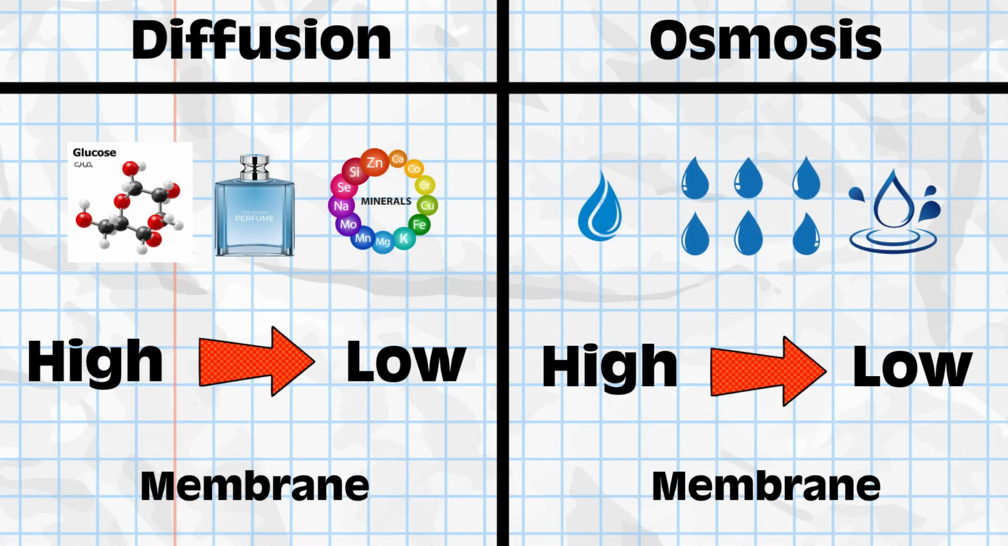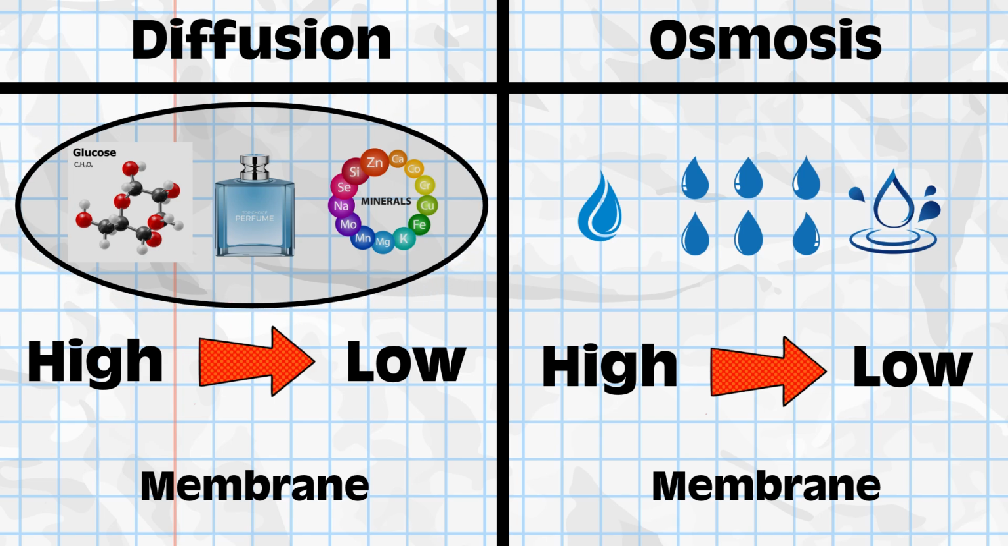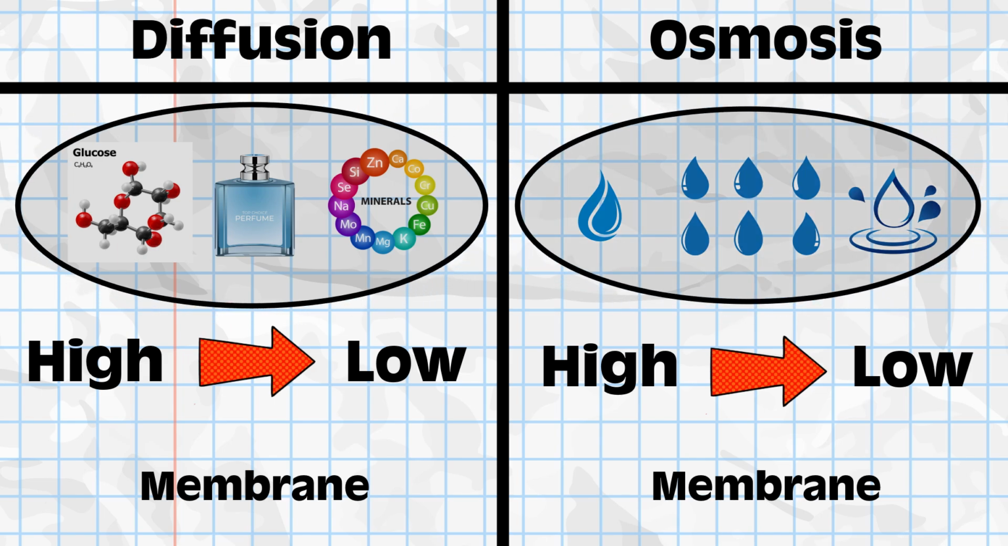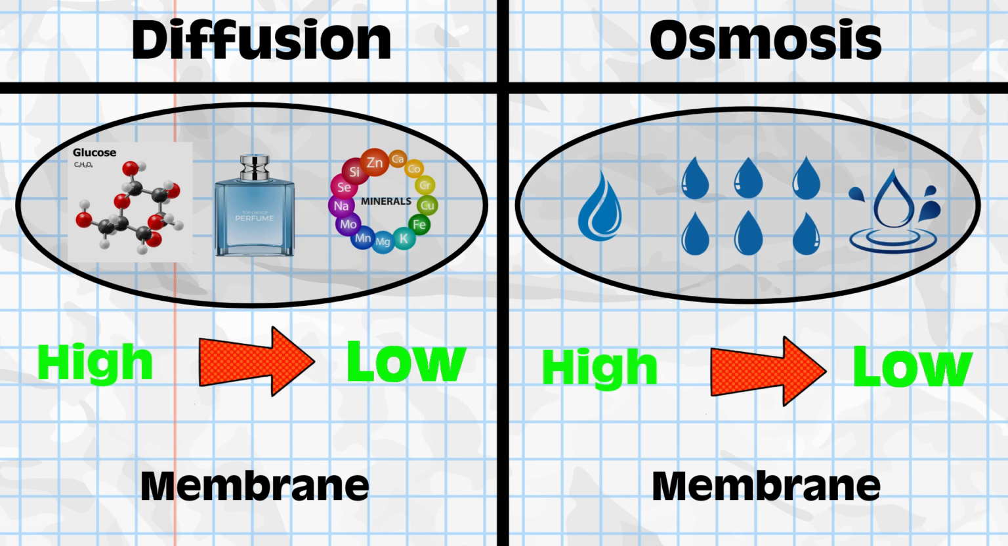Here is how diffusion and osmosis compare. Diffusion moves any kind of molecule. Osmosis only moves water. Both diffusion and osmosis move molecules from high to low concentration. Diffusion does not cross a membrane, but osmosis does cross a membrane.